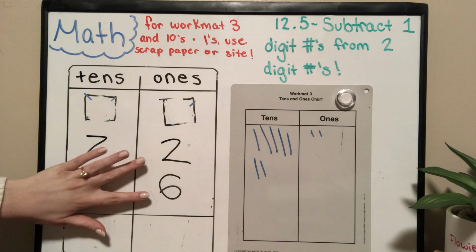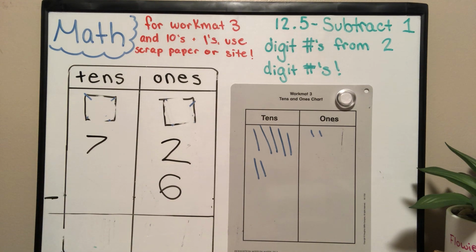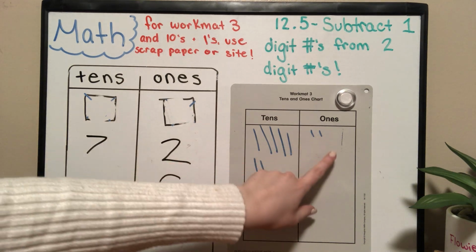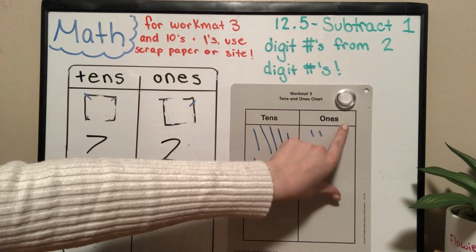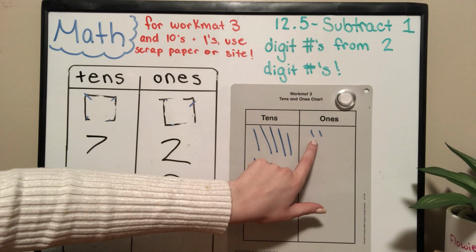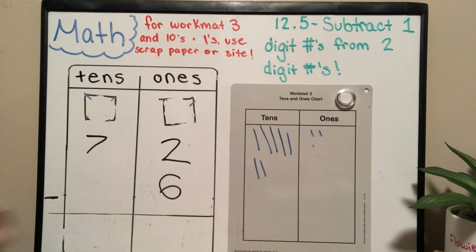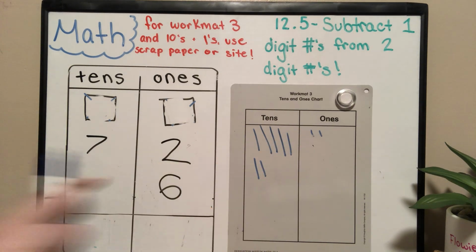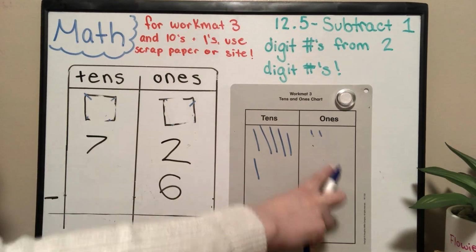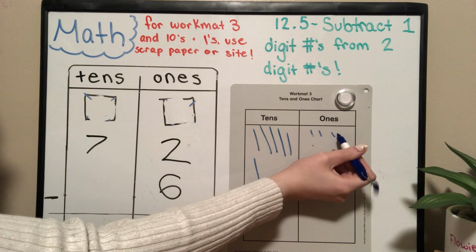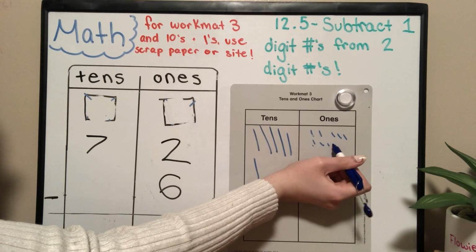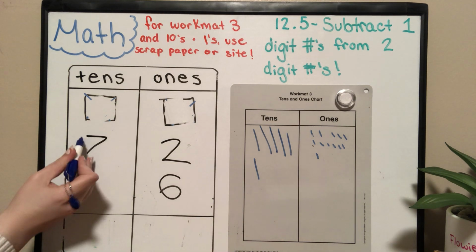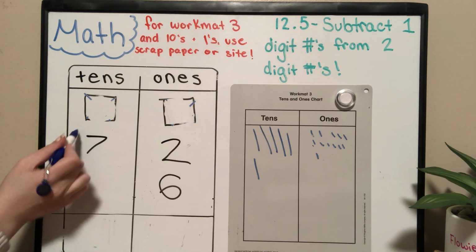I need to figure out if I need to regroup. Can I take away 6 from the number 2? Can I take away 6 from the number 2 over here? No, definitely not. I don't have that much. So what I need to do is move one of these 10s over here. 1, 2, 3, 4, 5, 6, 7, 8, 9, 10. Cool.